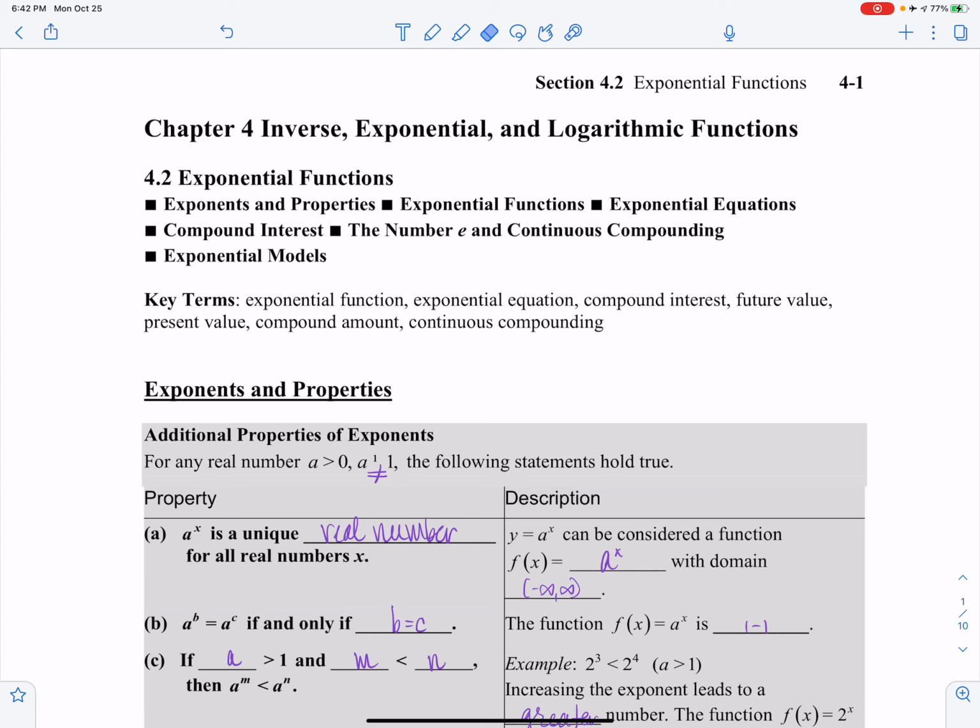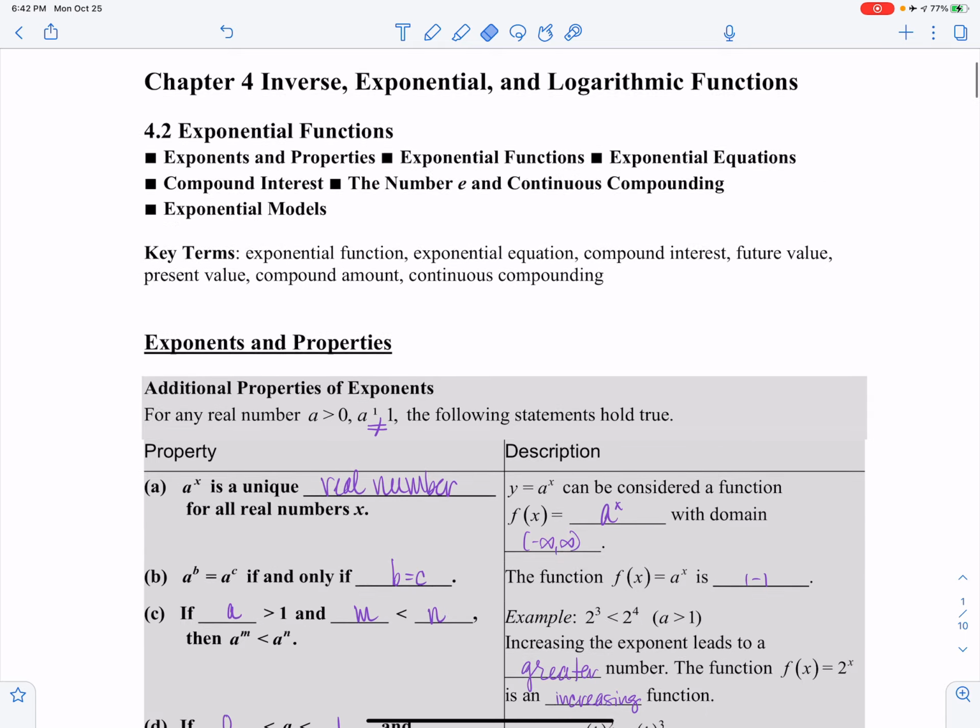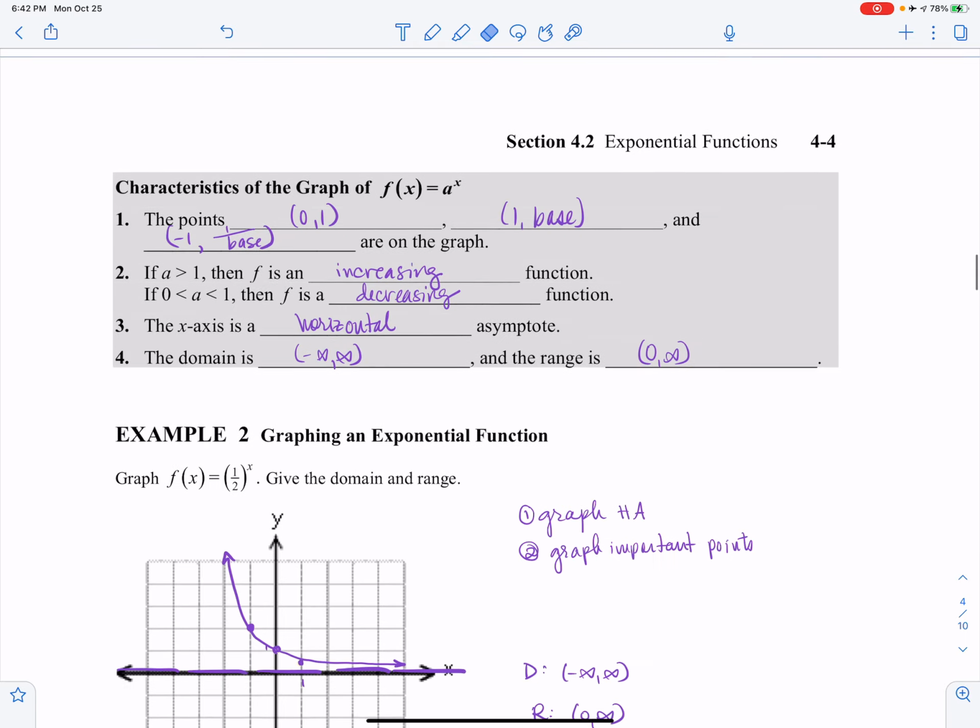Right, welcome back to section 4.2. This is hopefully the last video of the 4 that I intend to make. This one might be a little lengthy because there are quite a few examples in this one. So we're going to go all the way down to the section that deals with compound interest.